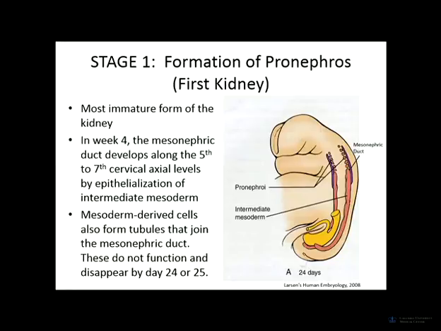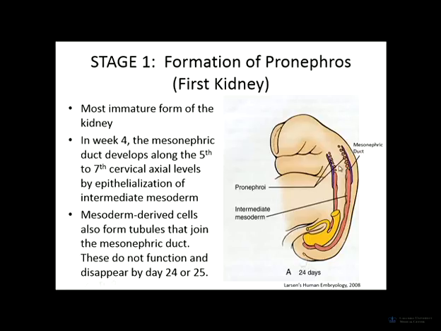So the first kidney is the most immature form of the kidney, and in week 4, you have this mesonephric duct. It's in purple. In all of my slides, it will be purple. And this develops along the 5th to the 7th cervical axial levels, and it's a tube. It's an epithelial tube that develops from that intermediate mesoderm, which when we saw was just a cluster of cells. So that differentiates and forms a tube.